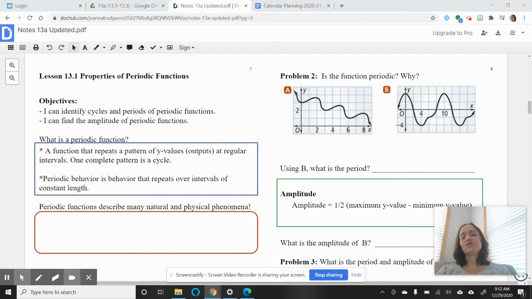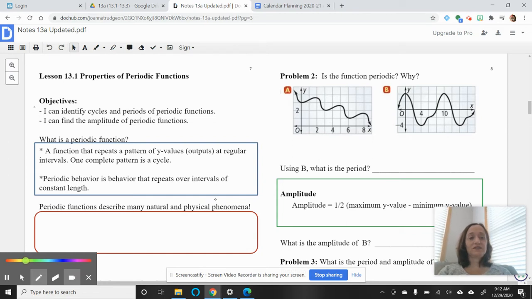So first we're going to talk about lesson 13.1, the properties of periodic functions. You should be able to identify cycles and periods of periodic functions, and you should also be able to find the amplitude of a periodic function after today's lesson.